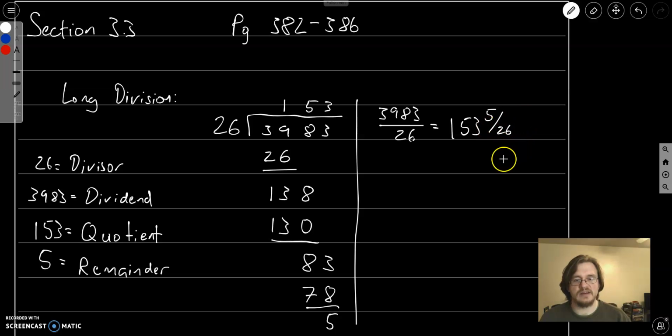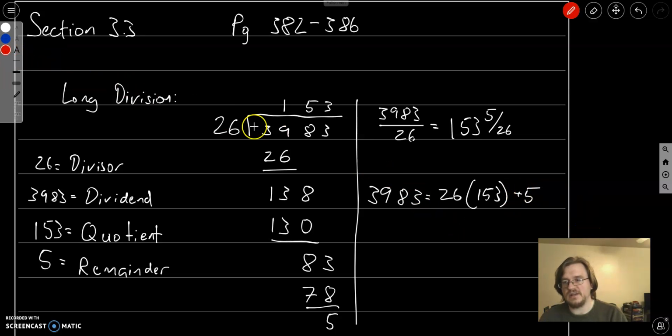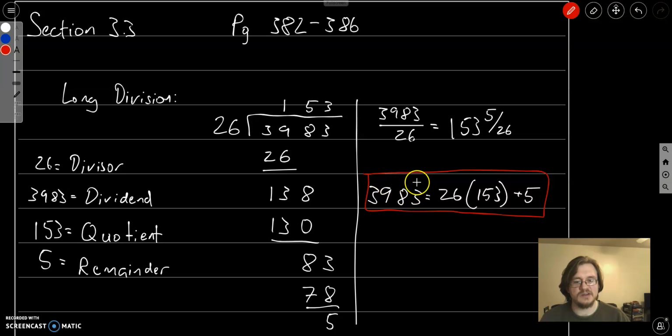One other way of writing this down is the following. If I write 3,983, this is going to be the same thing as 26 times 153 plus a little bit extra. So again, this equation here describes everything that's going on here. 3,983 is going to be 26 times 153 plus this remainder term here. And this is what we're going to shoot for today.